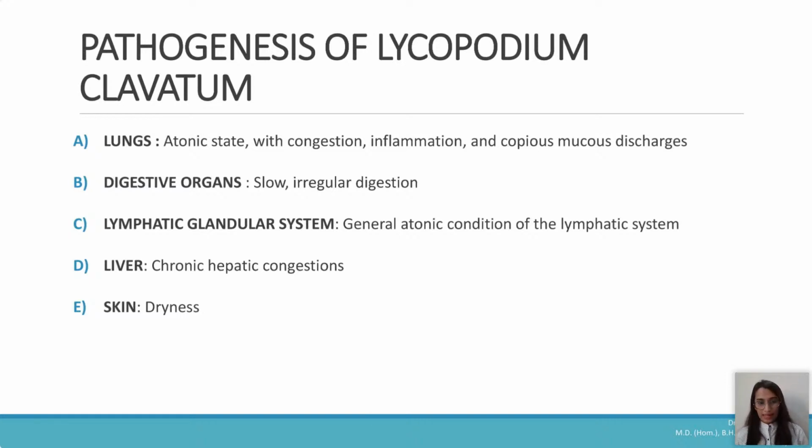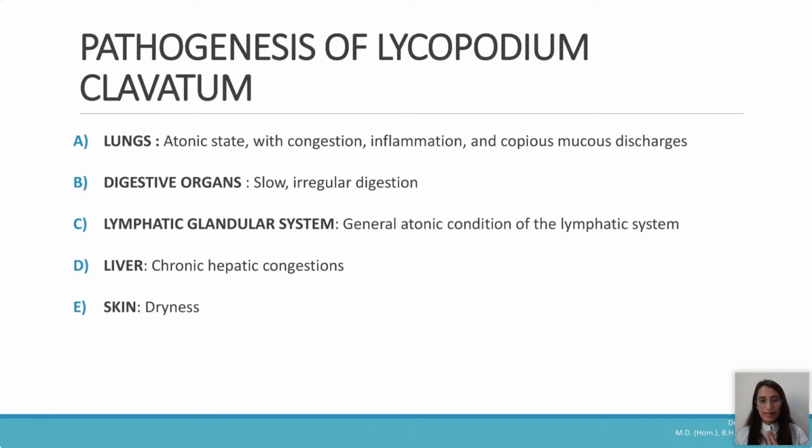Thirdly, we see the lymphatic glandular system. Again, on the lymphatic glandular system, there's a general atonic condition. Remember, try to correlate this general pathogenesis everywhere. That is atonic state, chronic inflammations, congestions, hemorrhages. That will help you form the entire drug picture of Lycopodium. Then you don't have to remember the symptomatology directly. You have to apply this pathogenesis and you will evolve the drug picture. That is what we're trying to learn here.